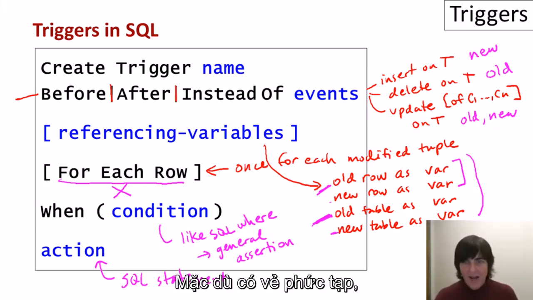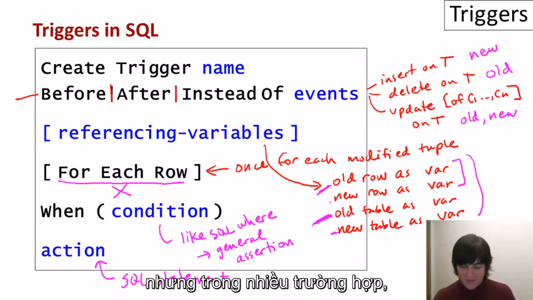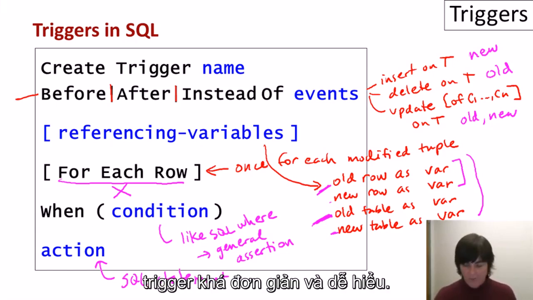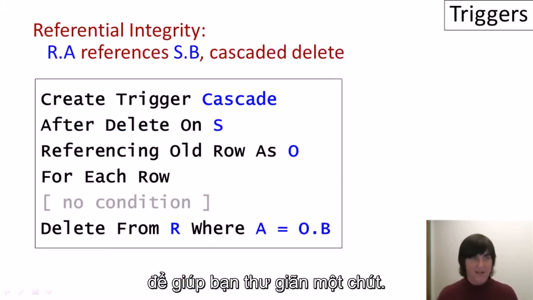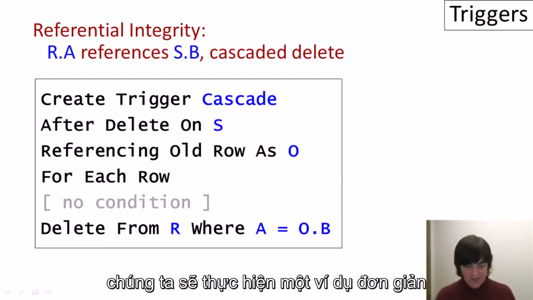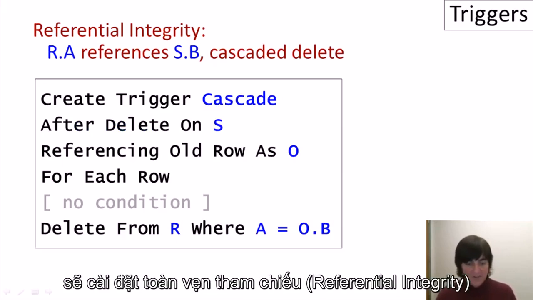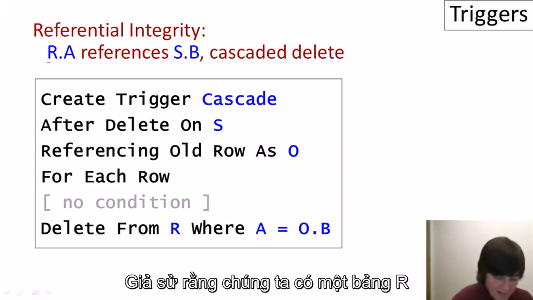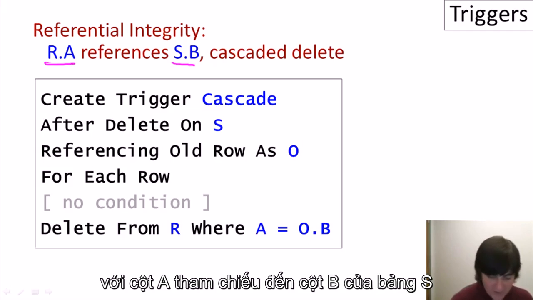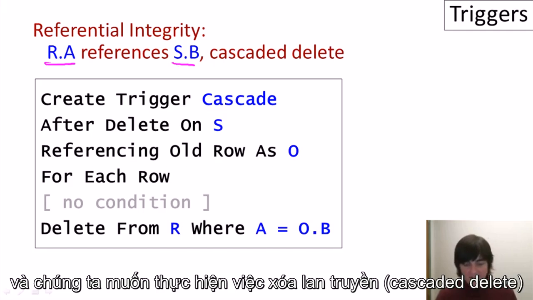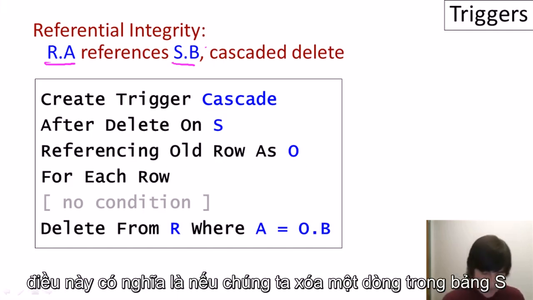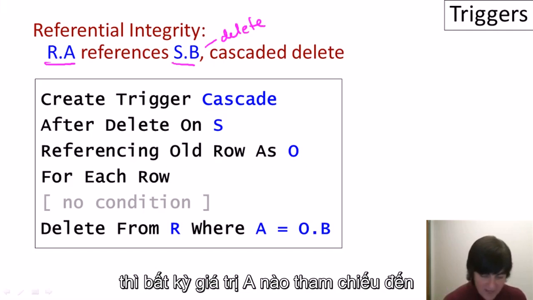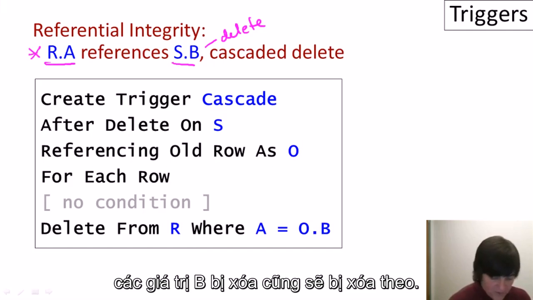Well, that all seems very complicated, and there are quite a few complications with triggers, but in many cases they're relatively straightforward. And I think the next thing we'll do, just to relax for a moment, is take a look at a fairly simple example. In this example, we're going to implement referential integrity, as we discussed in the previous video. Let's say that we have a table R whose attribute A references attribute B of table S, and we want to implement cascaded delete. As a reminder, what that means is if we delete from table S, then any A values that reference the deleted B values will themselves also be deleted.